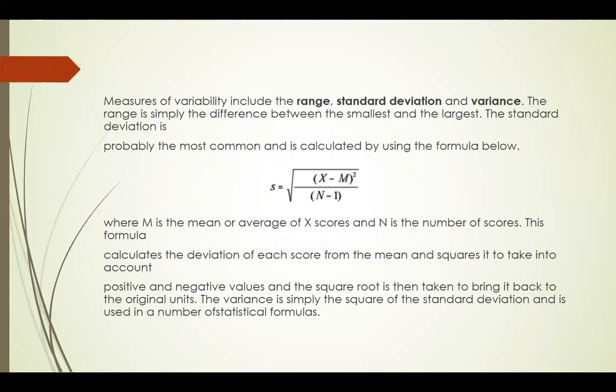The standard deviation is probably the most common and is calculated using a formula. Here M is the mean or average of the X scores, and N is the number of scores. This formula calculates the deviation of each score from the mean and squares it to take into account positive or negative values, and the square root is then taken to bring it back to the original unit. The variance is simply the square of the standard deviation, and is used in a number of statistical formulas.